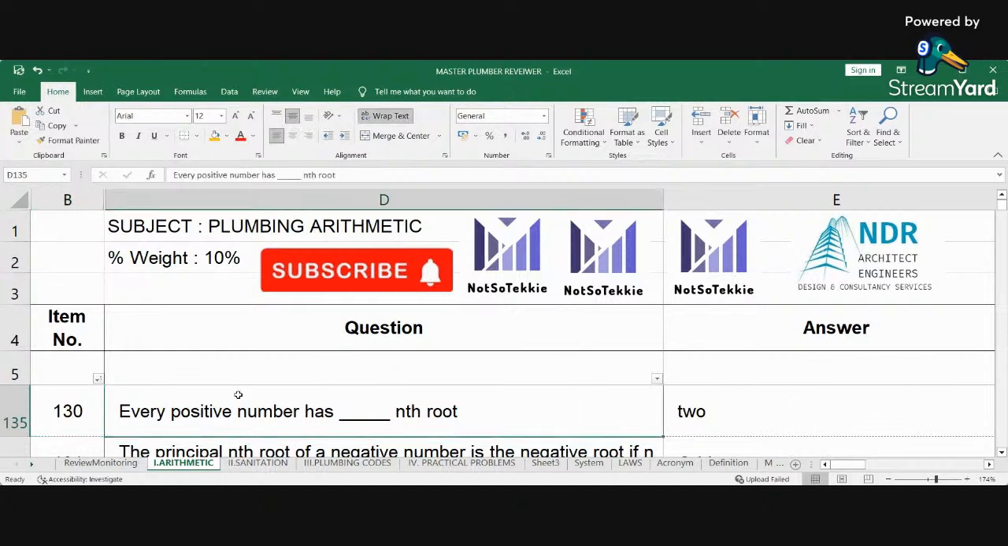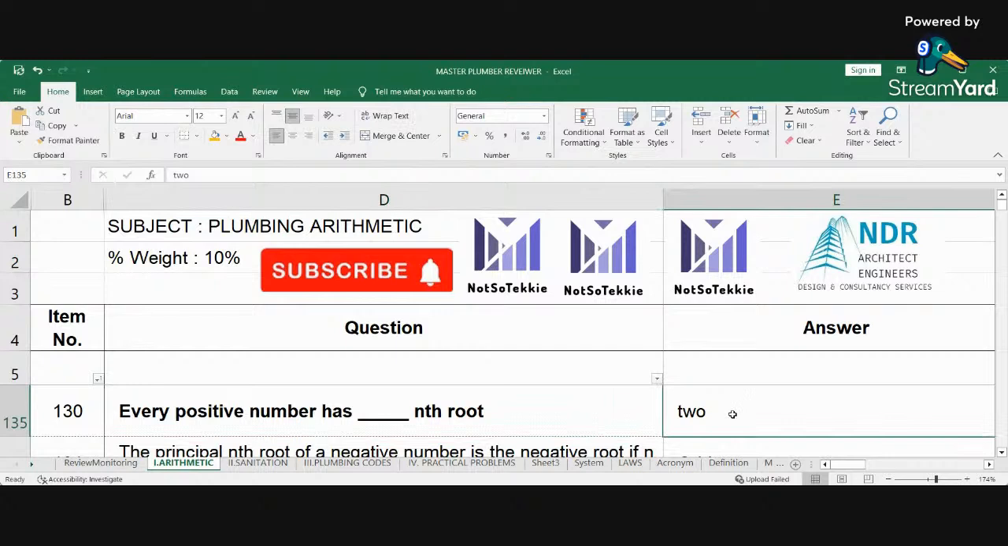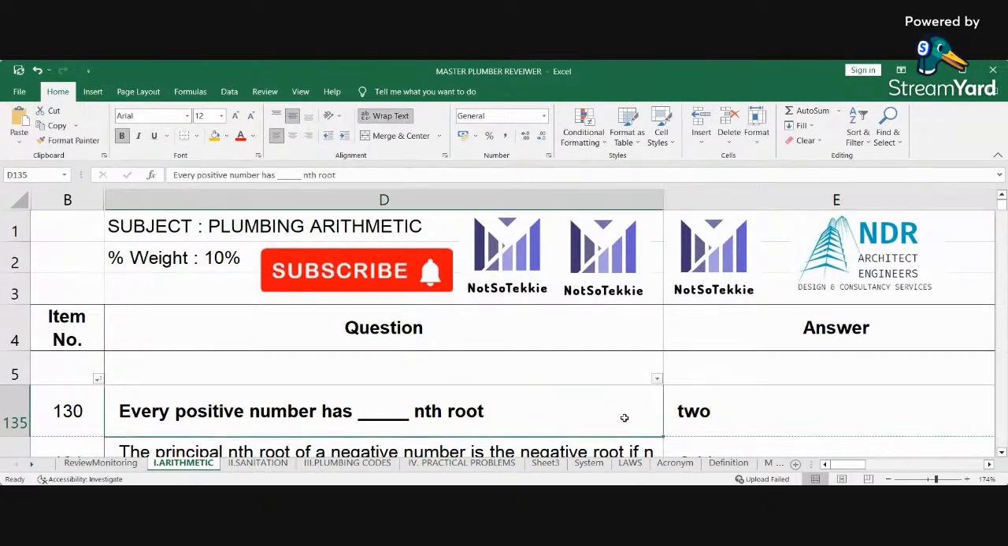Every positive number has blank nth root. The answer is 2. Every positive number has 2 nth root.